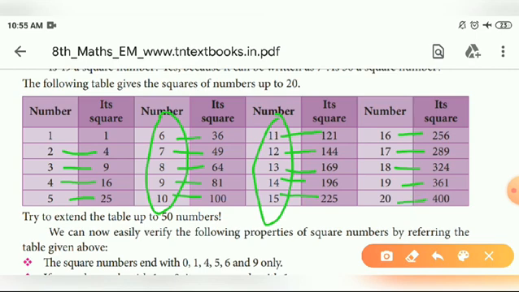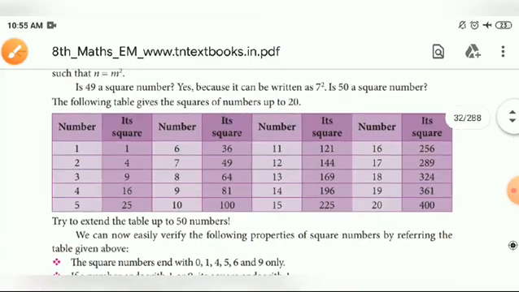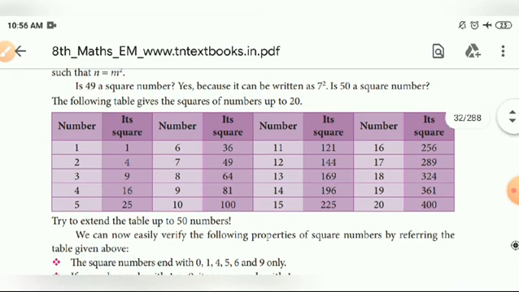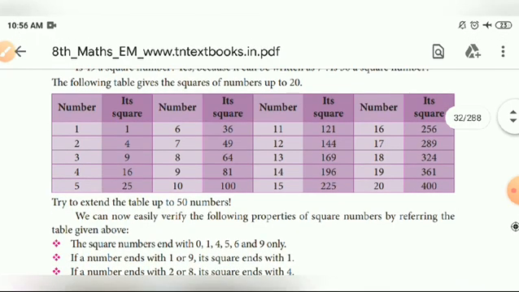So this is a very important table, because in 8th standard some of the sums come only up to 20. So you just remember and memorize this table up to 20. Okay, so next we see the properties of square numbers.